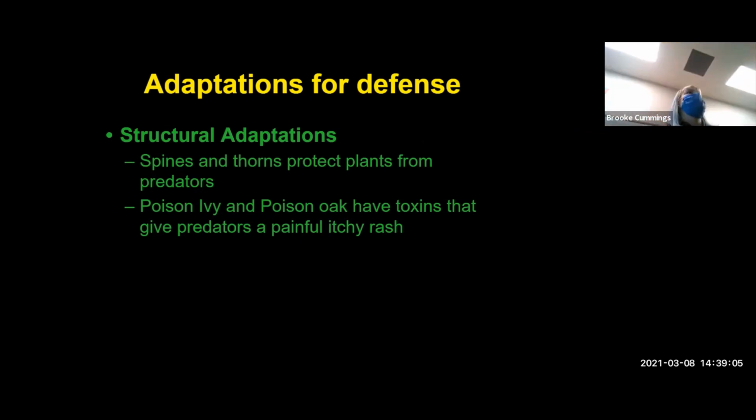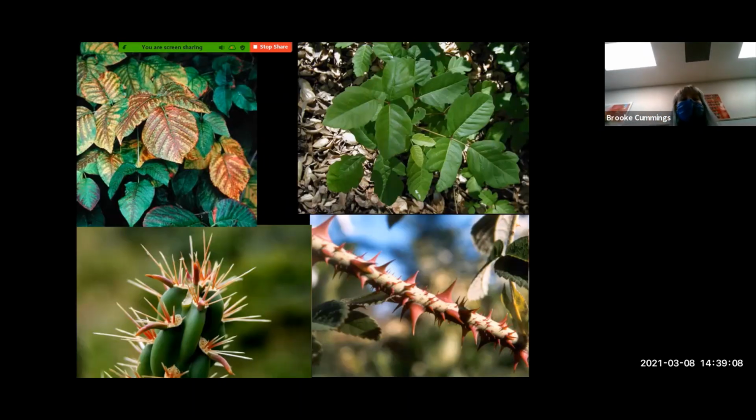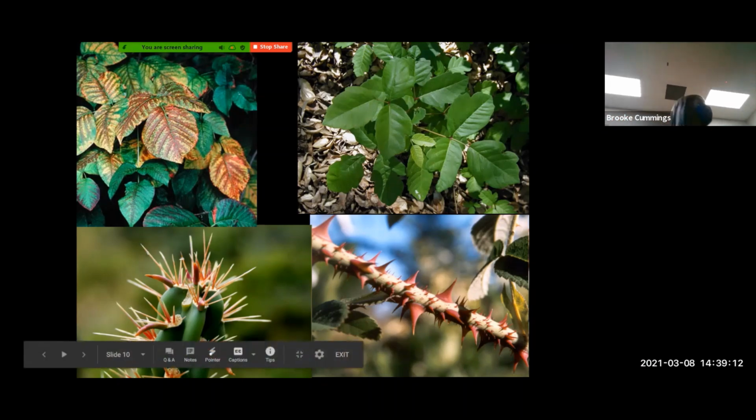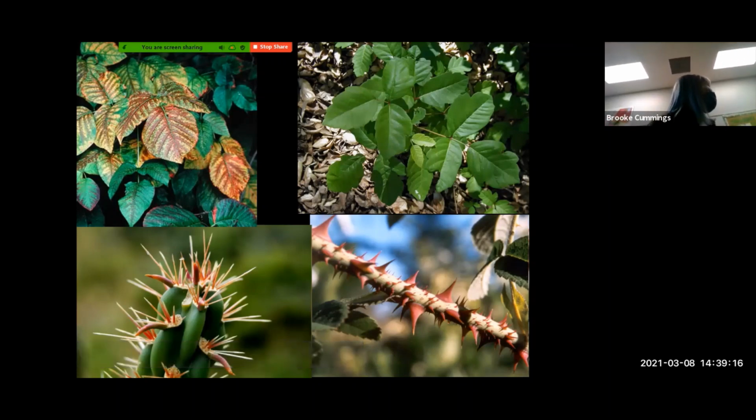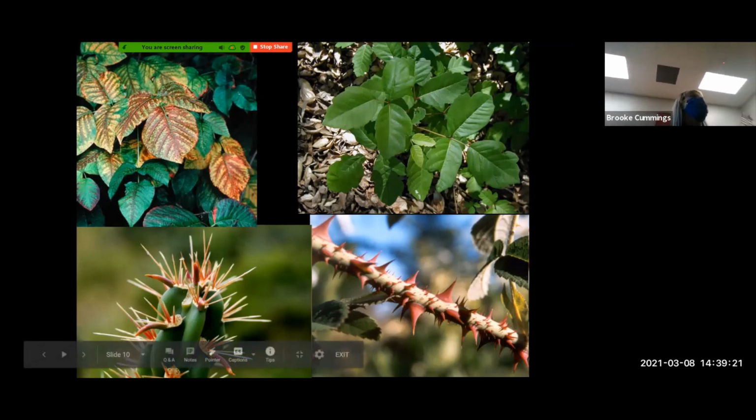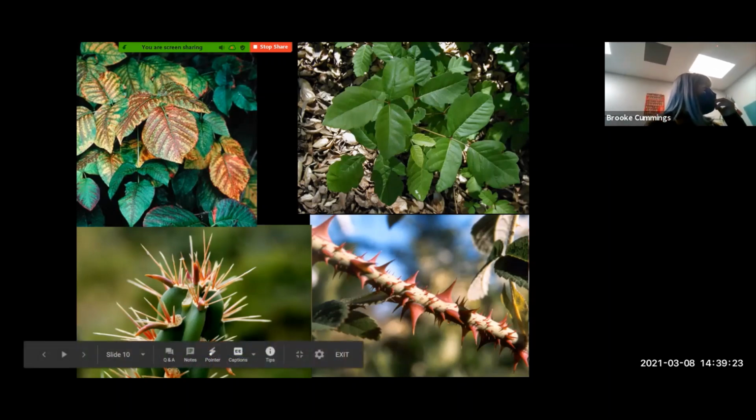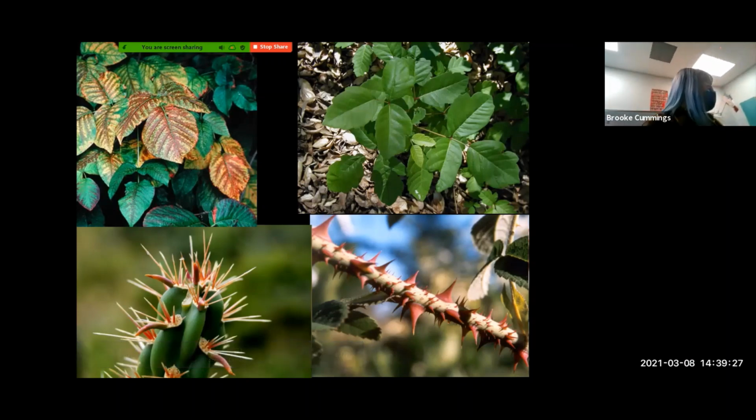Something like this one with all these spines at the top. You could call them thorns, but I think on a cactus they're called spines. Oh, pricks. Yeah.